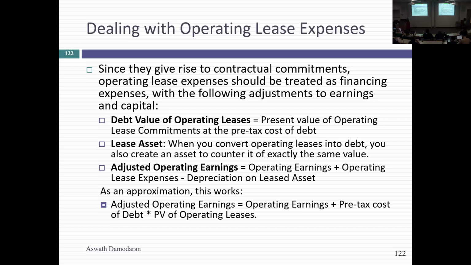Because the commitments are stated in pre-tax terms, right? They will eventually show up as tax deductions, but because the commitment table is in pre-tax terms, it is a pre-tax cost of debt, because the commitments are pre-tax commitments, right? I could always take the commitments, make them after tax and discount them back. I'll get the same answer, but to be consistent, lease commitments discount back.